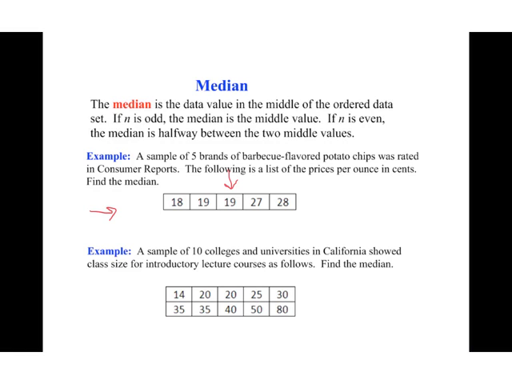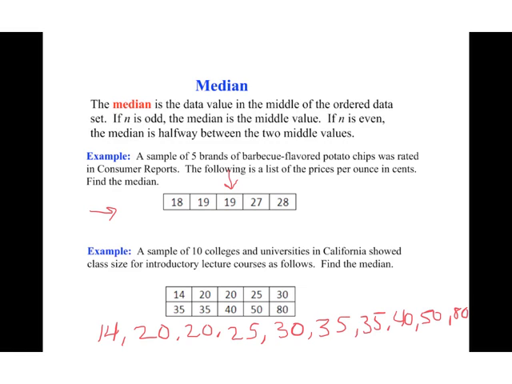So two things you need to remember for median. First, you've got to have them in order from least to greatest to begin with. So in this example down here, we've got 14, we've got two 20s, then a 25, a 30, two 35s, a 40, a 50, and an 80.